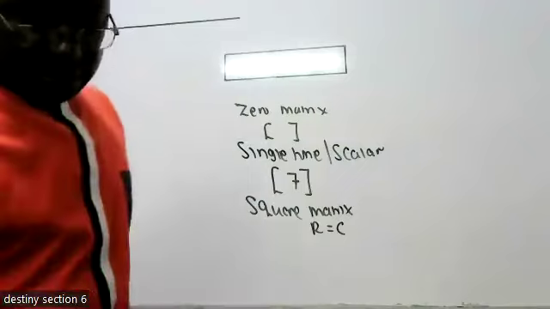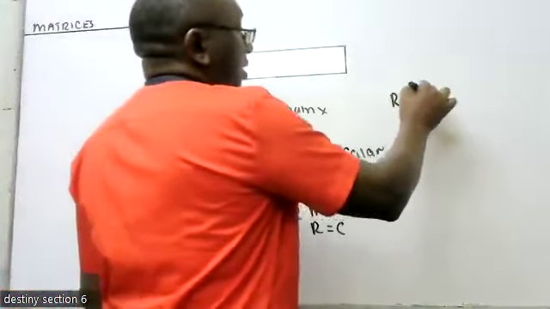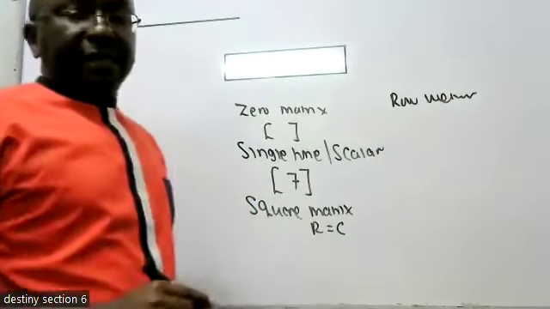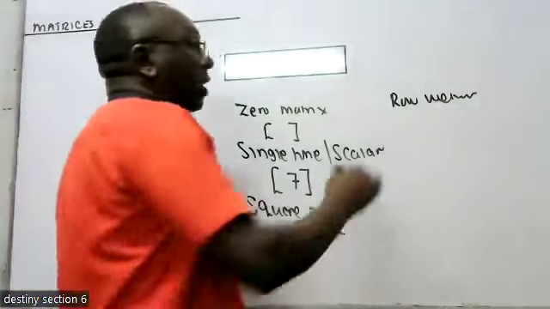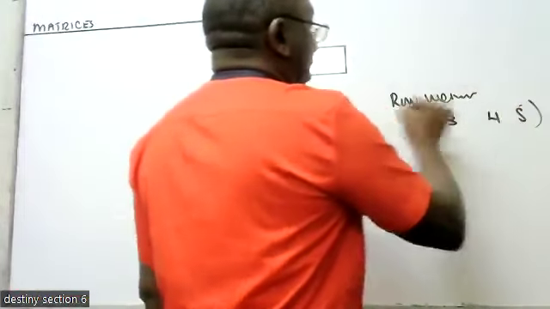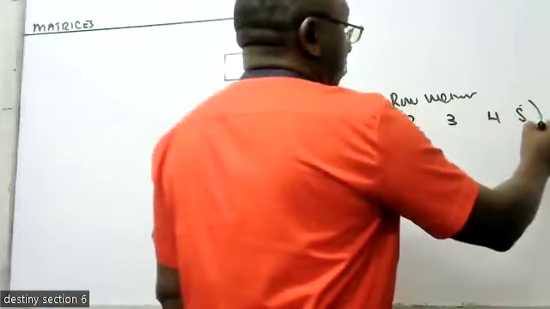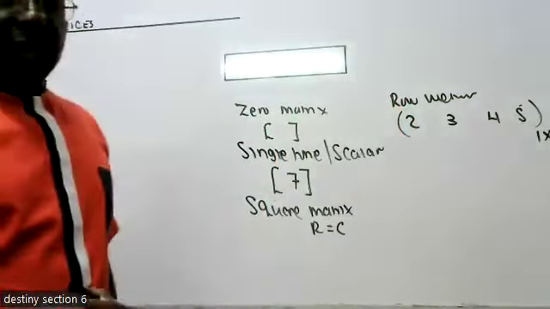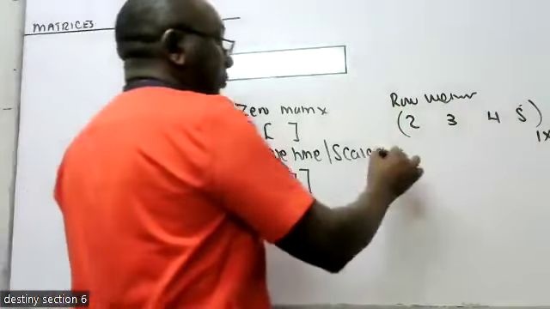The other one that we need to know is called row vector matrix. A row vector matrix is a matrix that has only one row and more than one column. For example, 2, 3, 4, 5. Now, this one is a 1 by 4 matrix. It has one row and 4 columns. That is the row vector matrix.